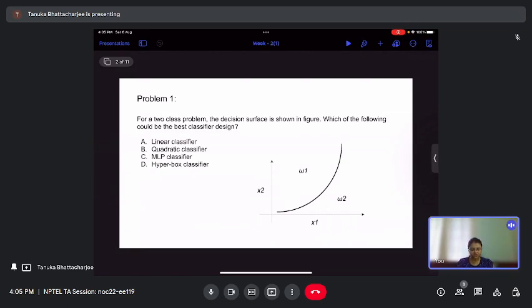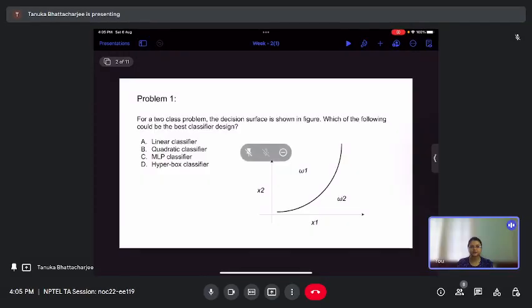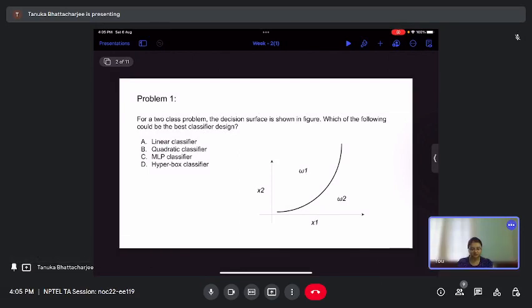Since this is a parabolic sort of boundary, which is a quadratic, it can be represented by quadratic equations, as we know. So, we can say that the quadratic classifier will be the best suited for this, because the decision boundary here can be represented by a quadratic equation. So, the quadratic classifier is the best suited for this particular problem.